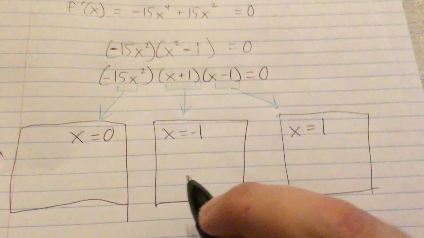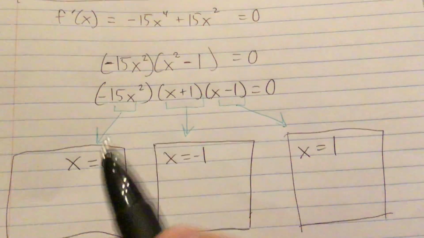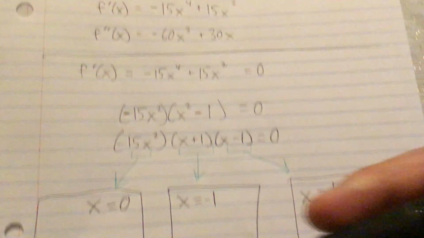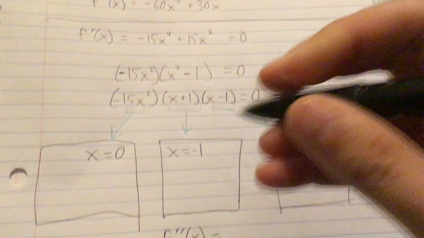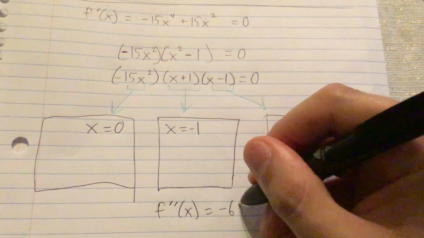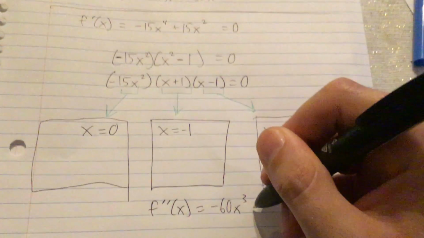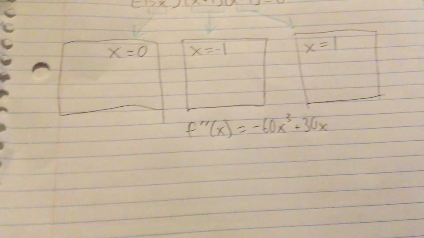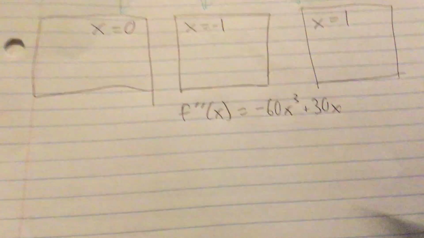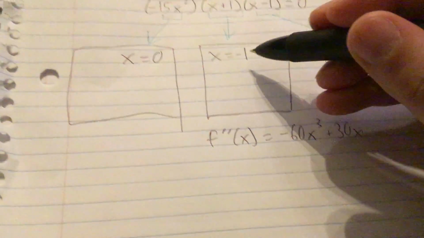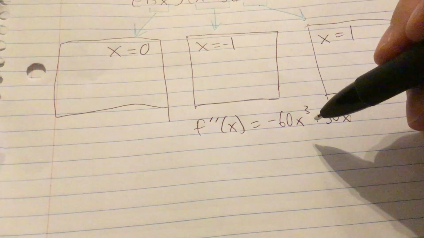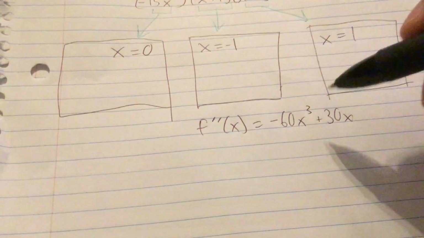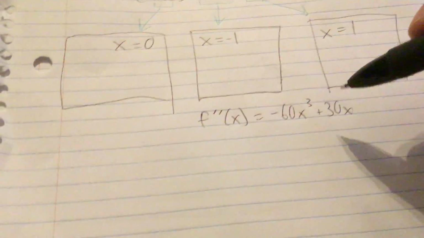So now we're going to plug in our critical points into the second derivative for all 3 of these. So now that we know f double prime of x is negative 60x to the third plus 30x, the beauty of these is you don't really need the big number. Do you care about the big number or whether it's positive or negative? So always look, is it positive or negative? That's the real second derivative test.